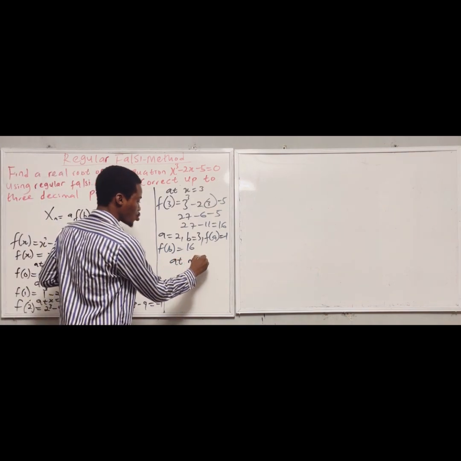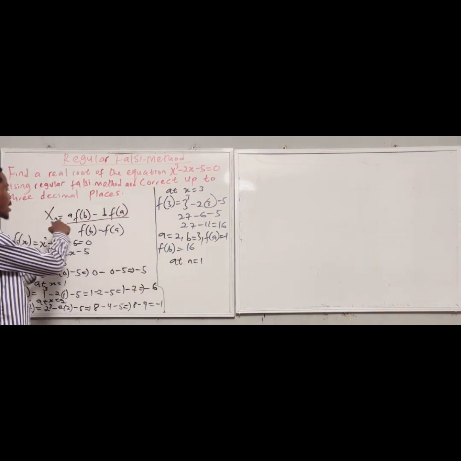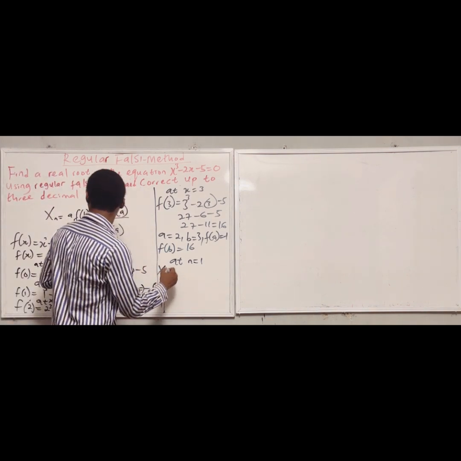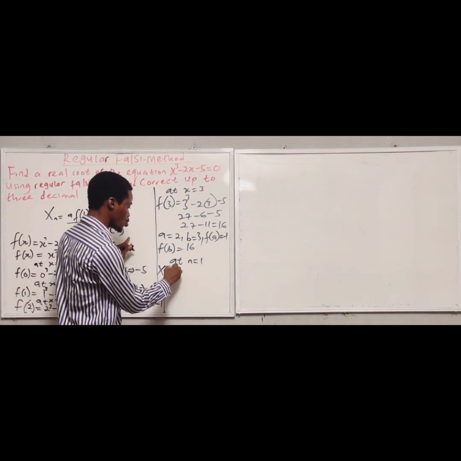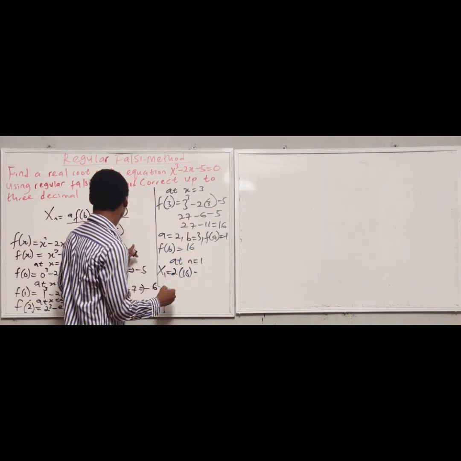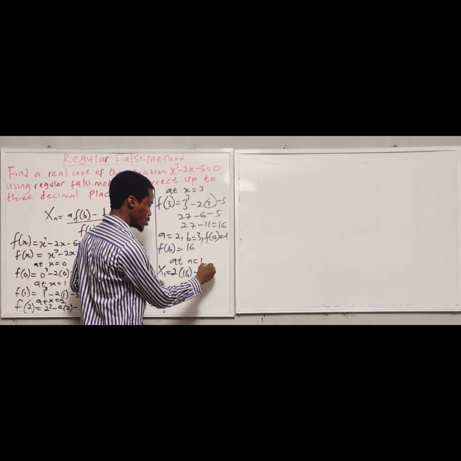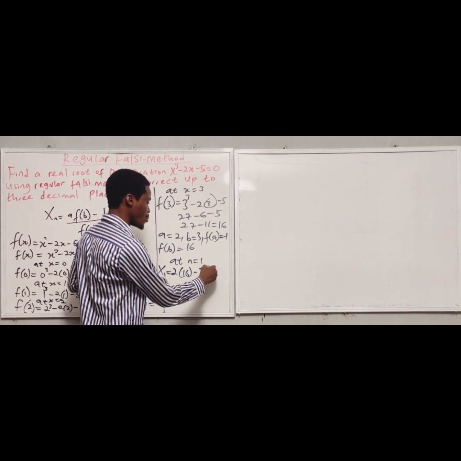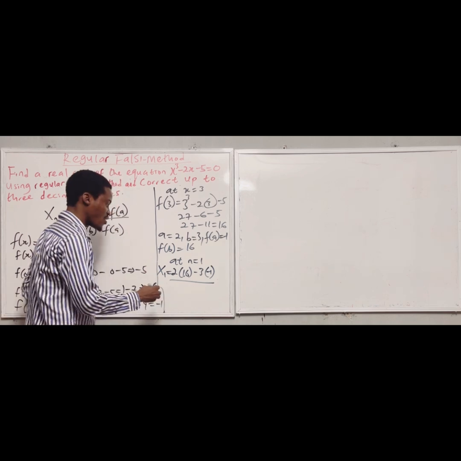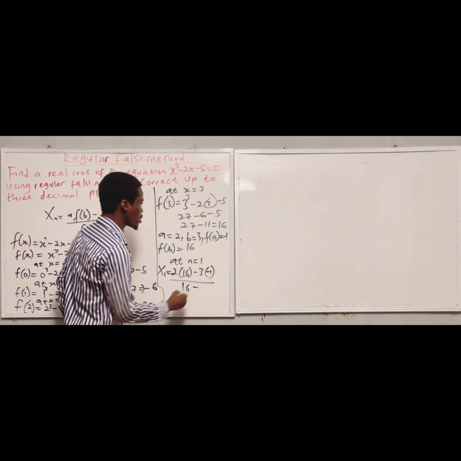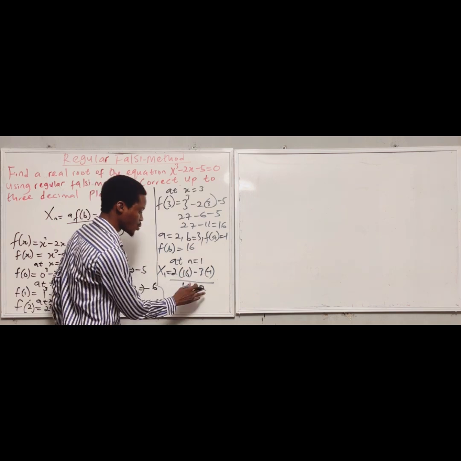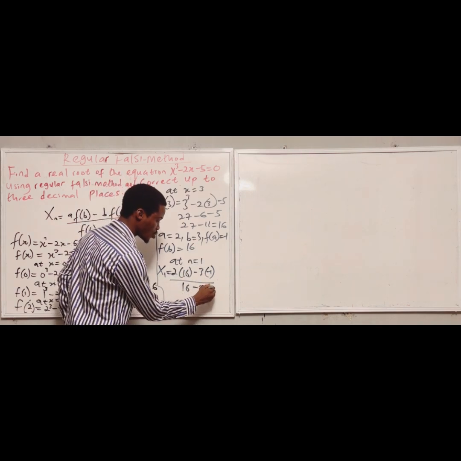Whenever I see n equal to 1, I will do my first approximation. A is 2, f of B is 16, minus what's our B? 3, f of A, which is minus 1, all over f of B, which is 16, minus f of A, which is minus 1.